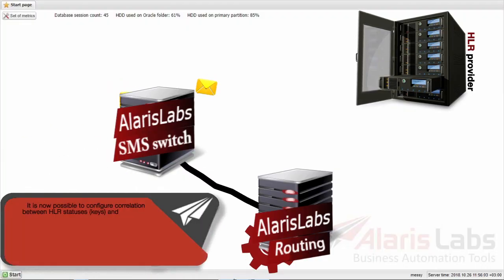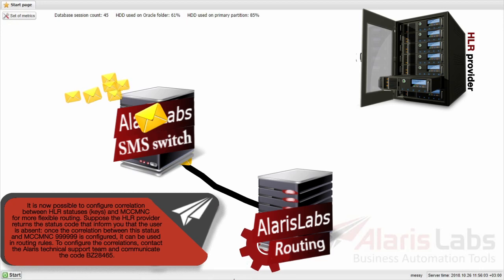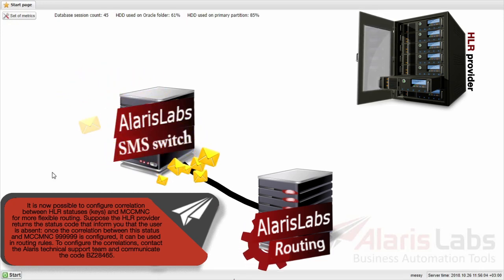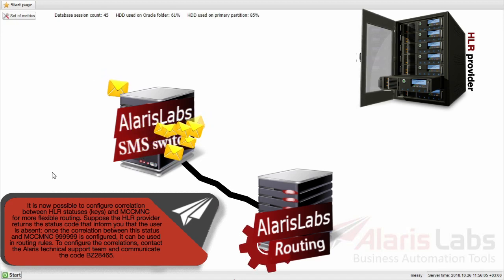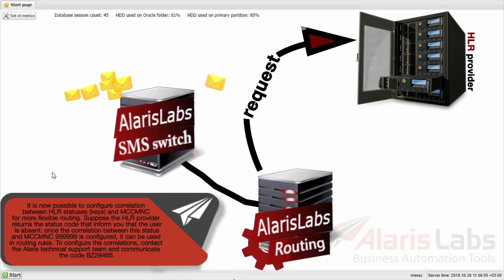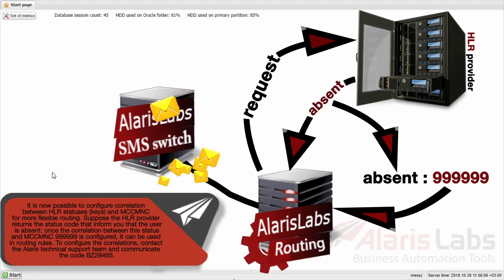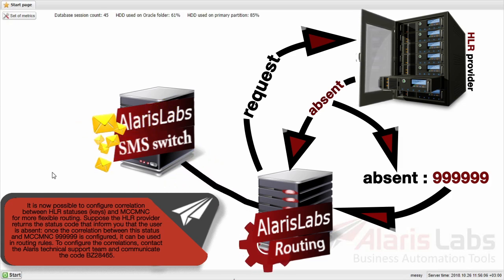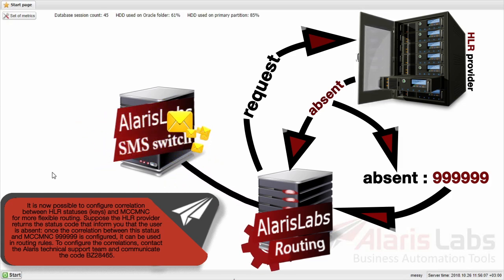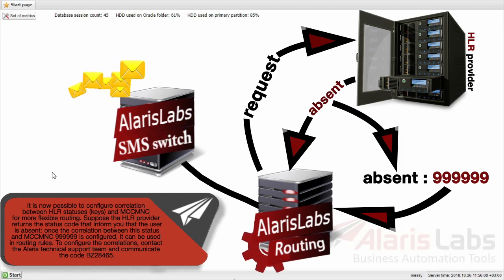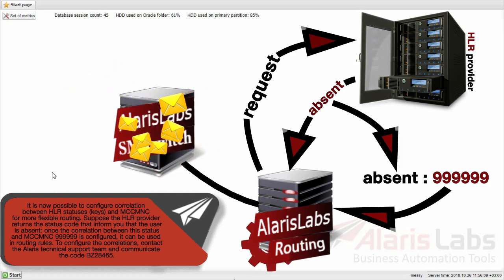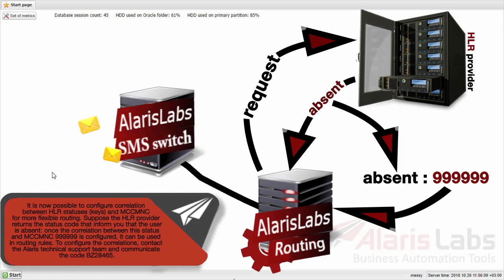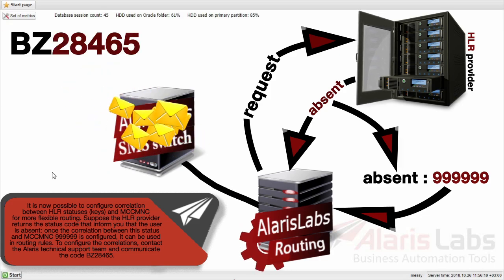It is now possible to configure correlation between HLR statuses and MCCMNC for more flexible routing. Suppose the HLR provider returns the status code that informs you that the user is absent. Once the correlation between the status and MCCMNC is configured, it can be used in routing rules. To configure the correlations, contact the Alaris technical support team and communicate the following code.